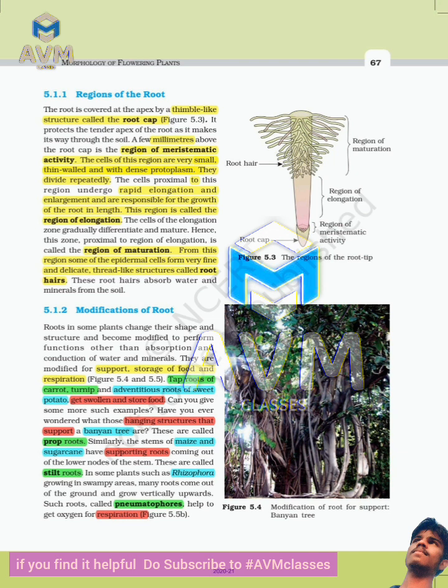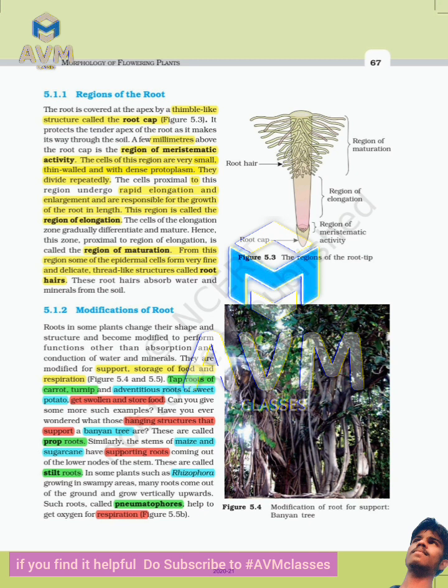Have you ever wondered what those hanging structures that support a banyan tree are? These are called prop roots. Similarly, the stems of maize and sugarcane can have supporting roots coming out of the lower nodes of the stem. These are called stilt roots. In some plants such as Rhizophora growing in swampy areas, many roots come out of the ground and grow vertically upwards. Such roots, called pneumatophores, help to get oxygen for respiration.